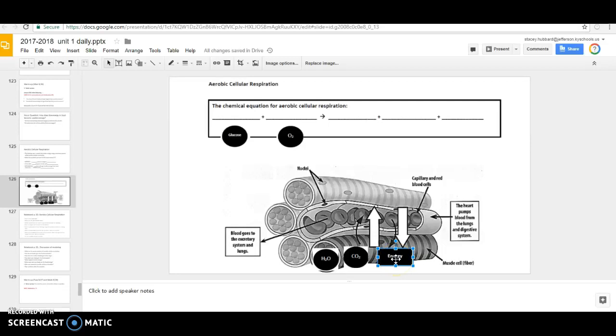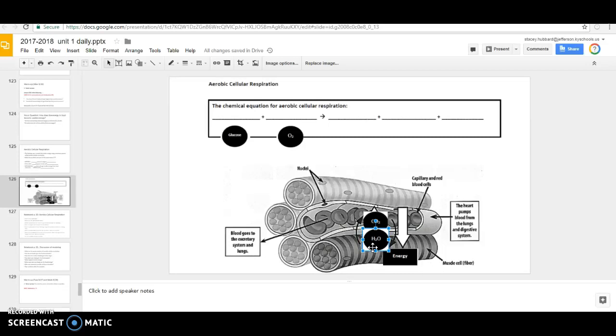And then what leaves, so the energy will stay in there to be used by the cell to help it grow and do its daily activities. And then the carbon dioxide and the water are waste. They don't need that water and waste, so it goes out. So on the arrow going out, I want you to write carbon dioxide and water.